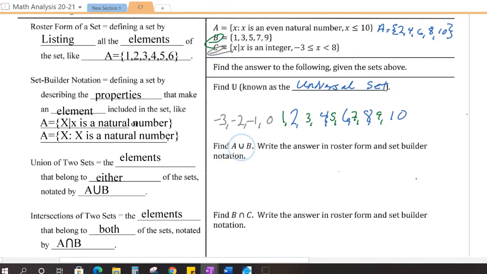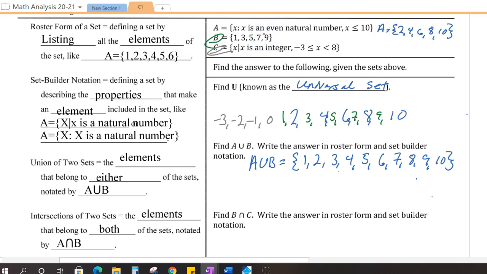Now find A union B. Write the answer in roster form and set builder notation. So we're going to write the answer in 2 different ones. A union B. That means all the numbers in set A or in set B. So A union B is going to be the set of all the numbers 1, 2, 3, 4, 5, 6, 7, 8, 9, 10, because A included the evens and B included the odds.